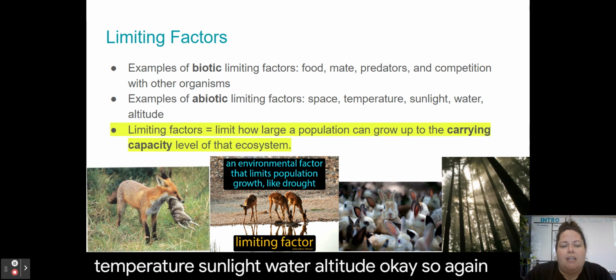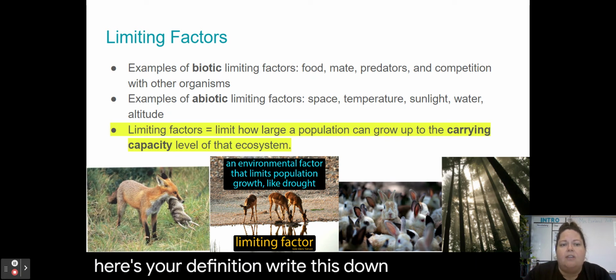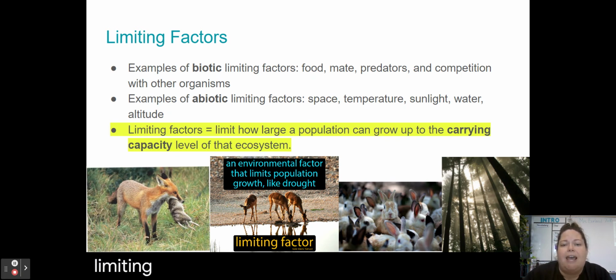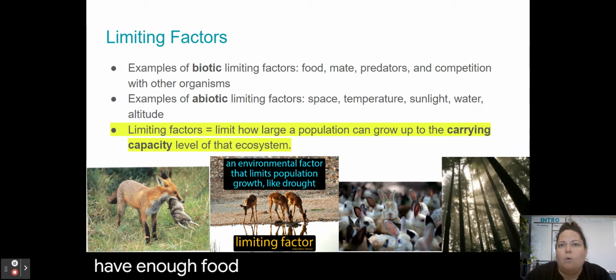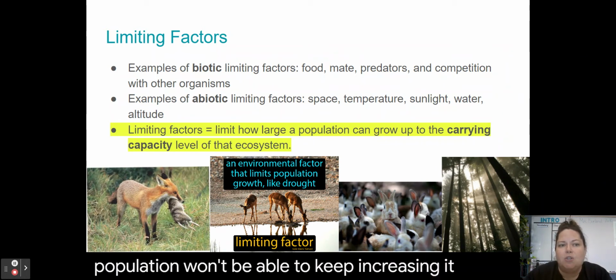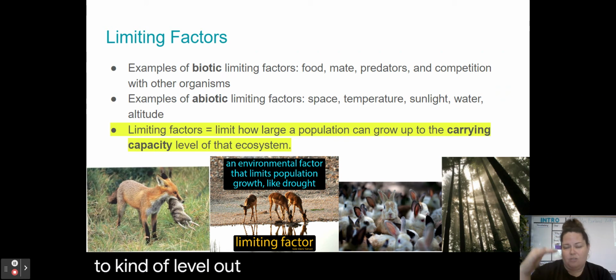Okay, so again, here's your definition. Write this down. Limiting factors limit how large a population can grow up to the carrying capacity level of the ecosystem. If we don't have enough food, water, mates, whatever, your population won't be able to keep increasing. It's going to kind of level out.